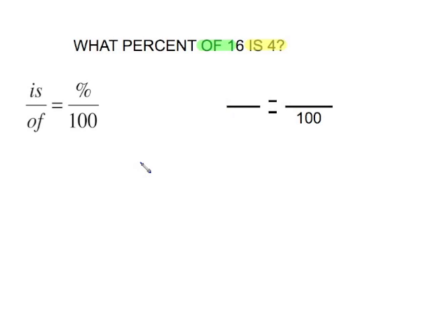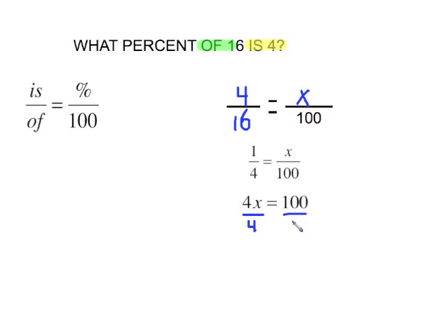Another one like that. What percent of 16 is 4? The sentence structure got varied, but it's still of 16, of goes in your bottom left, is 4 top left. We don't know the percent. That's an x. Same thing as before, I would reduce this fraction. It reduces to 1/4. So there's your new equation, 1/4 equals x over 100. Cross multiply, and you'll have this equation, 4x equals 100. To undo that one-step equation, do the opposite, which is dividing by 4. Crosses out, we have x, 100 divided by 4 is 25.